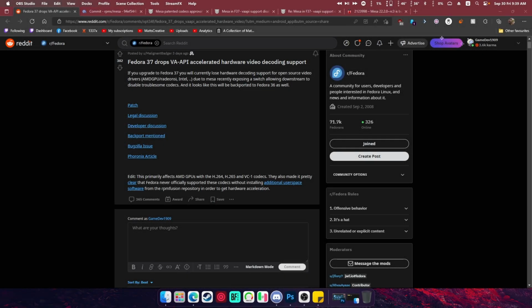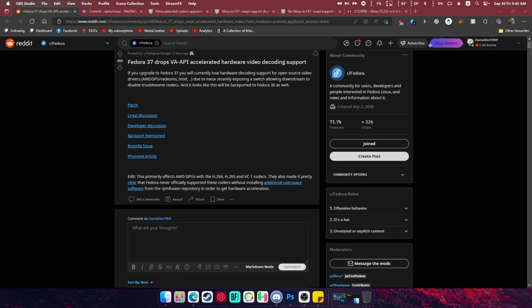What is up, guys? Today we're going to be talking about what Fedora has done in the latest version, Fedora 37, involving Mesa, and they've done it because of legal issues. They're removing VA-API accelerated hardware video decoding support, and this will only affect AMD GPU, RadeonSI, and Intel users because that uses Mesa.